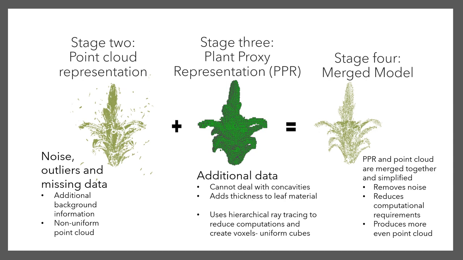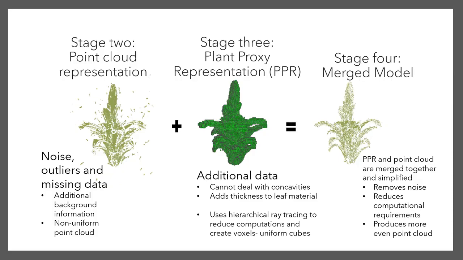So Jonathan's method also creates a plant voxel representation, or a PVR. So this is a voxel-based model. As you can see, the plant is represented by little cubes, but it does contain additional data. So this method cannot deal with concavities, so it will add thickness to leaf material, and you won't get the sharp edges on leaves that you would expect. But one advantage of using this method is that it has hierarchical ray tracing, which reduces the computations when forming these voxels or cubes. So it's a much faster approach.